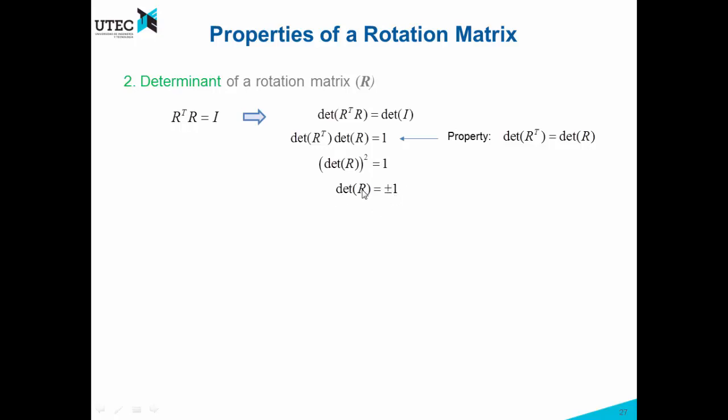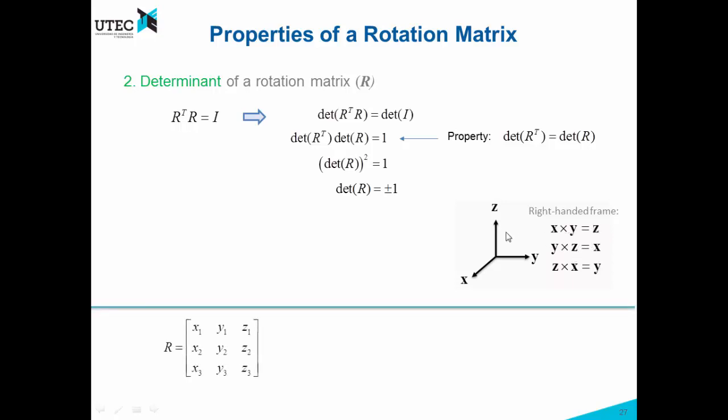So in general, the determinant can be positive or negative. However, we will be using right-handed frames. Right-handed frames follow the right-hand rule, and this means that these relations hold. These cross products will hold: X times Y equals Z, and so forth.